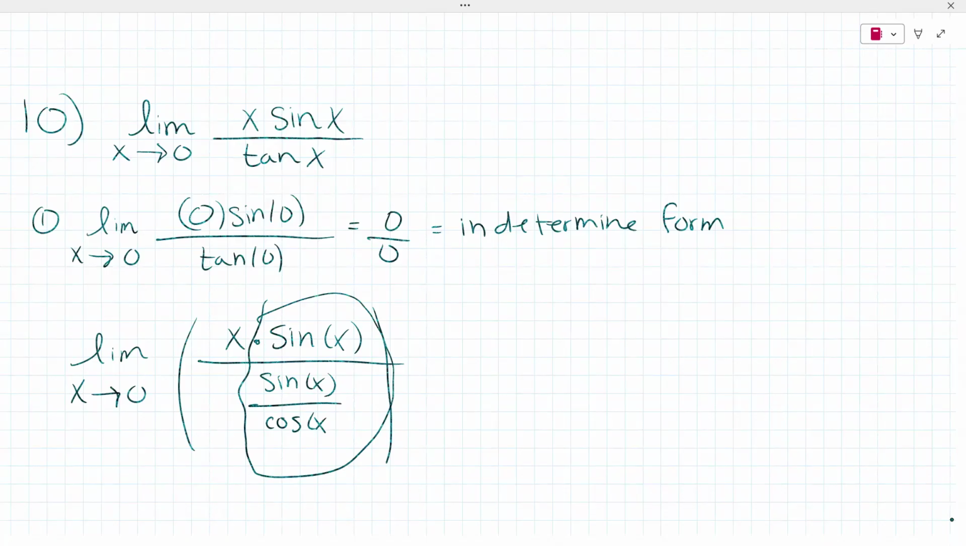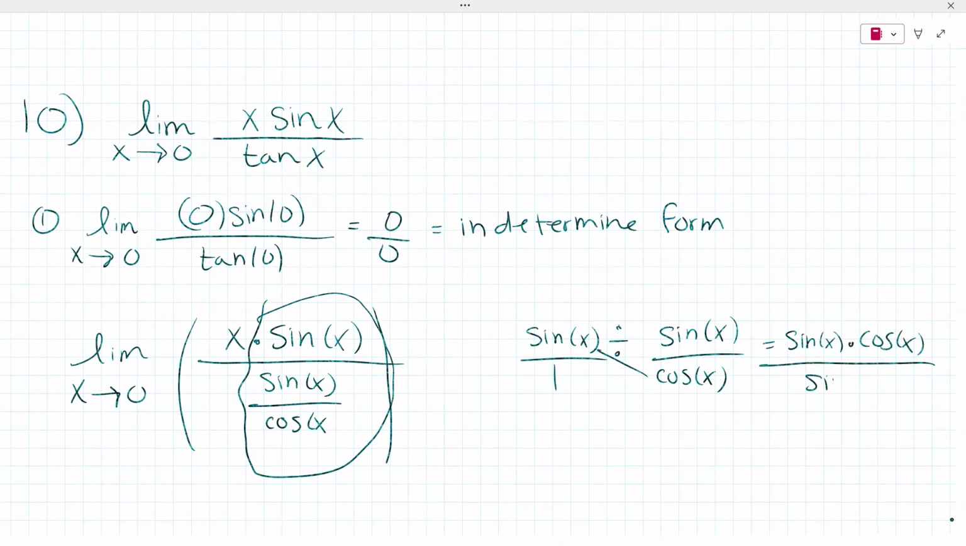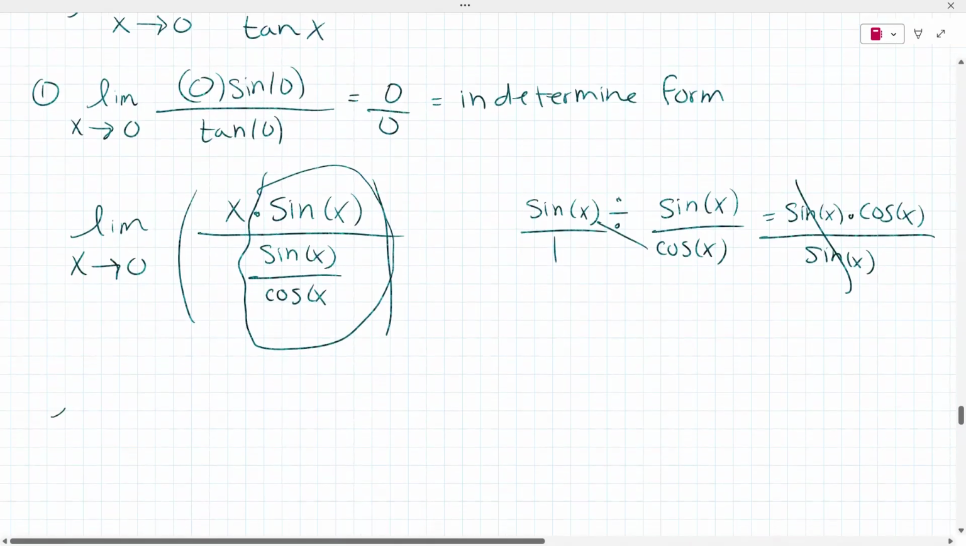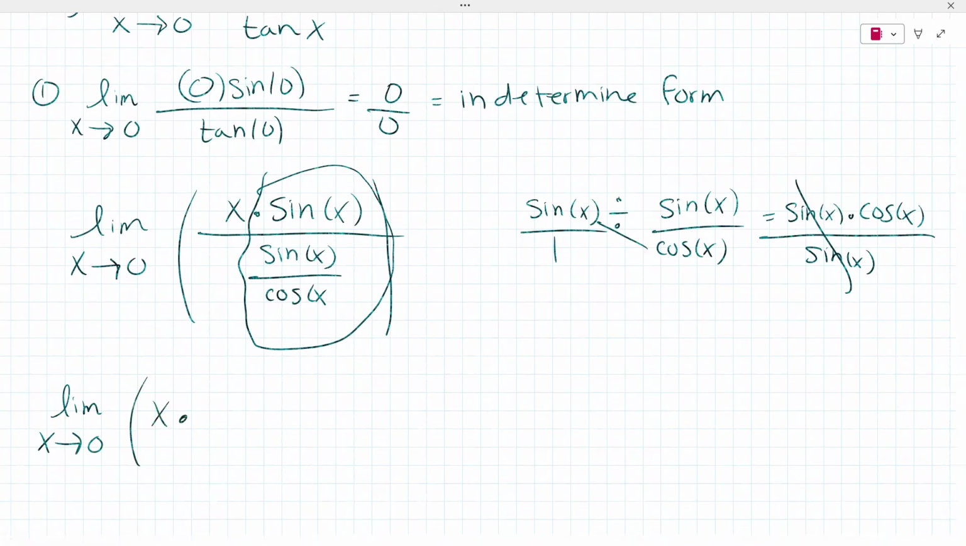So what is sine of x divided by sine of x over cosine of x? What I could do is cross multiply. 1 times sine of x is sine of x. Let's cancel, so you're left with cosine of x. So what we could do is rewrite this problem now as the limit as x approaches 0 of x times, when you simplify this, cosine of x.